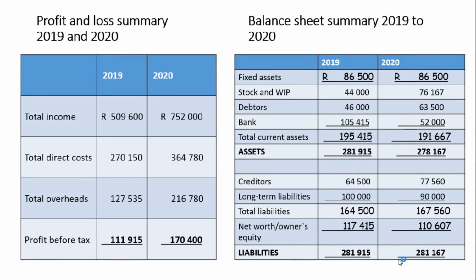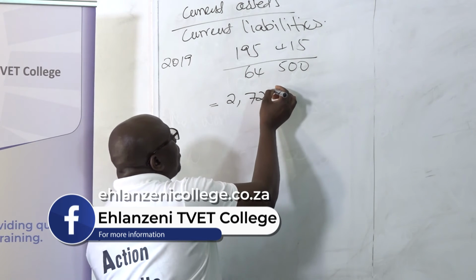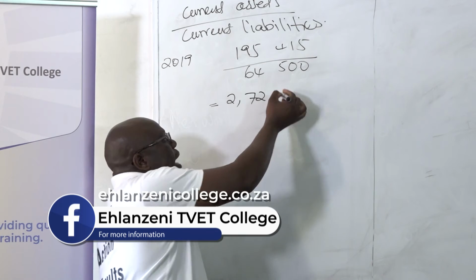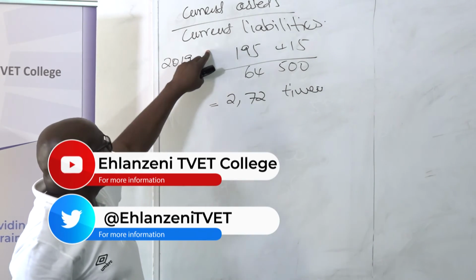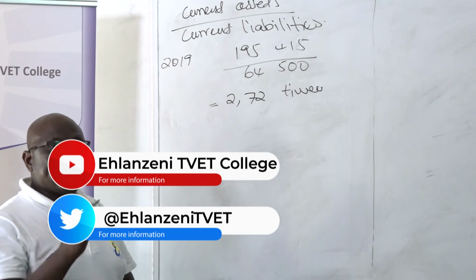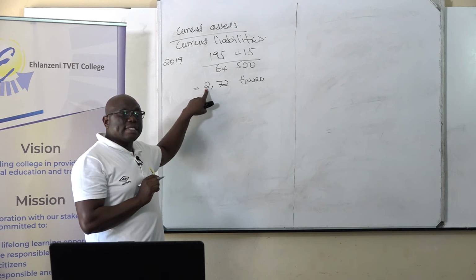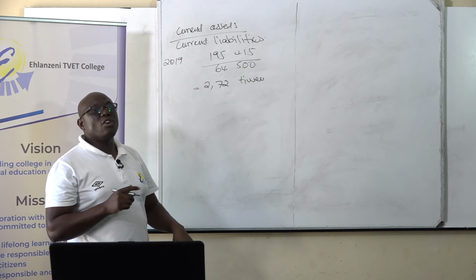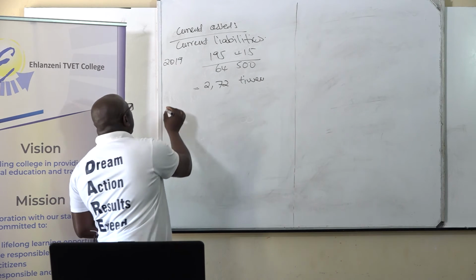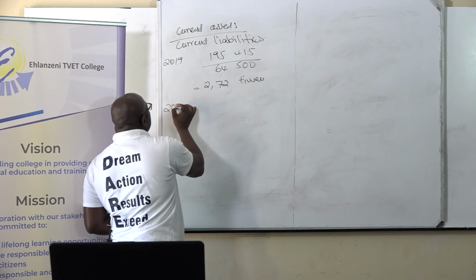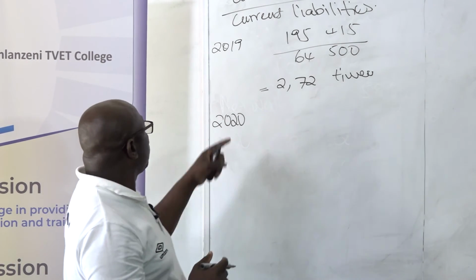Then how much is our ratio? It's going to be 2.72 times, because we are calculating the assets against the liabilities. So it means our current liabilities go twice in our current assets. We also have to calculate to check our current ratio for 2020.